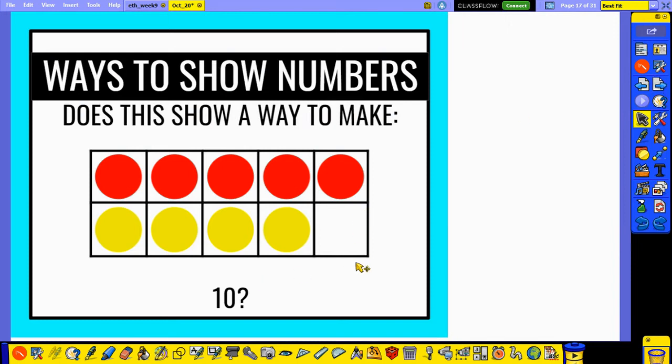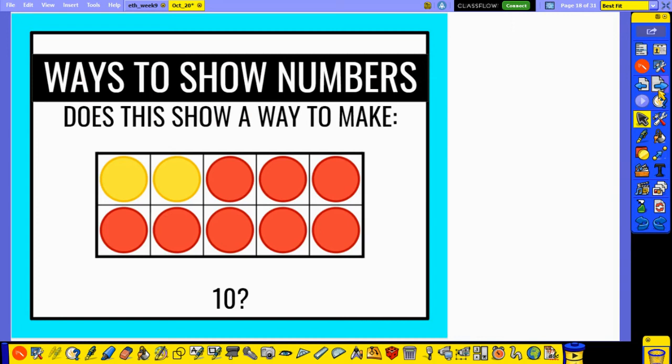We've got one missing on our tens frame, so no, this does not show a way to make 10, right? It shows a way to make 5, 6, 7, 8, 9. So it says 5 and 4 more make 9, but that's not a way to make 10. Let's see. Does this show a way to make 10? Yes, it does. Very good.